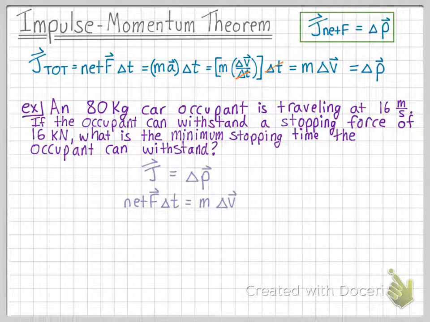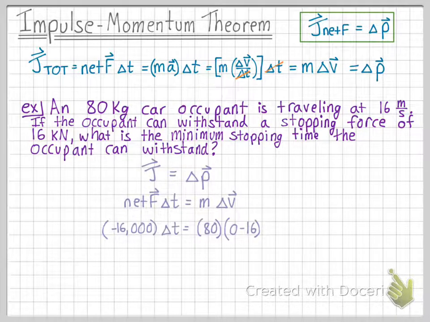And we know that the net force is equal to negative 16,000 newtons, because kilo just means times 10 to the third. And we're going to say that this is a negative force because the force must stop the occupant, so it's going to travel in the opposite direction of the velocity. We do not know delta t. The mass is 80, and our final velocity is 0, and our initial velocity is 16. So we can then solve for t, and we see that the change in time, or the minimum stopping time, would then have to be 0.08 seconds.